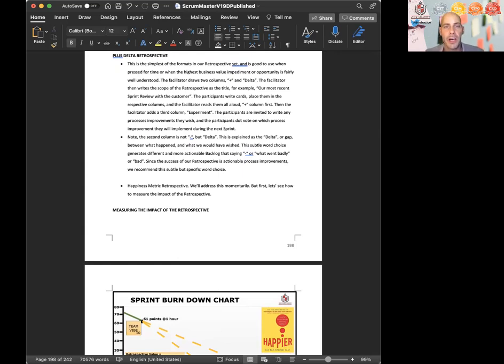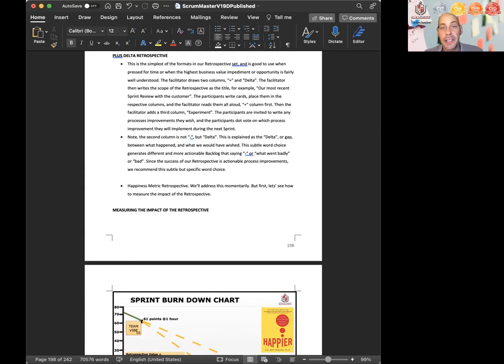The facilitator draws two columns, plus and delta. The facilitator then writes the scope of the retrospective as the title. For example, our most recent sprint review with the customer. So that'd be the scope. What happened there that was good? What happened there that was the gap between what we want and good?